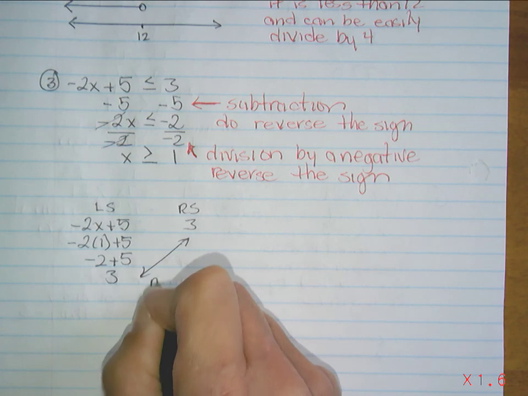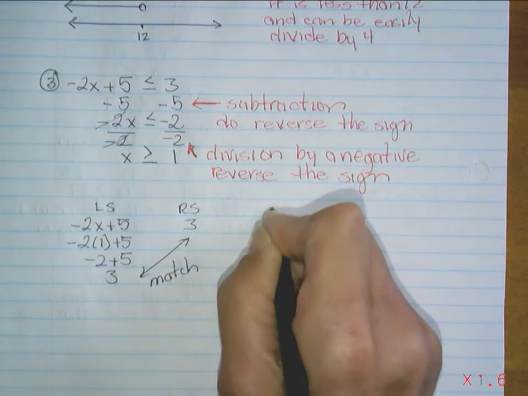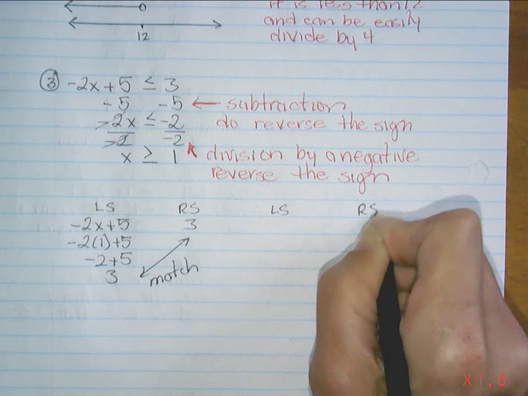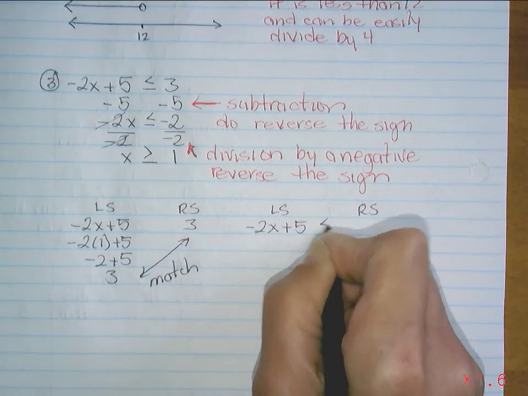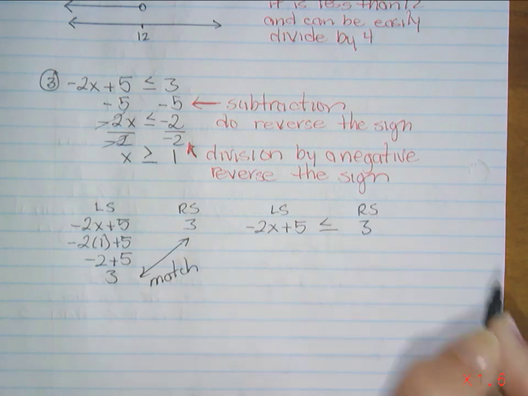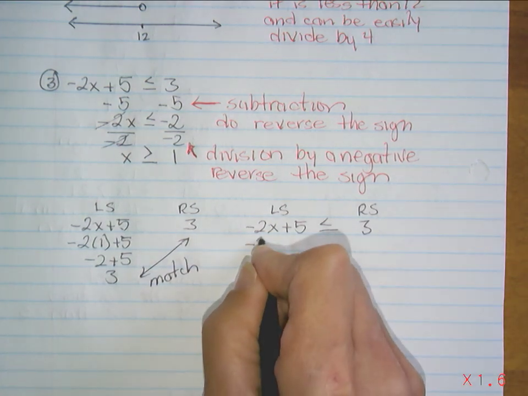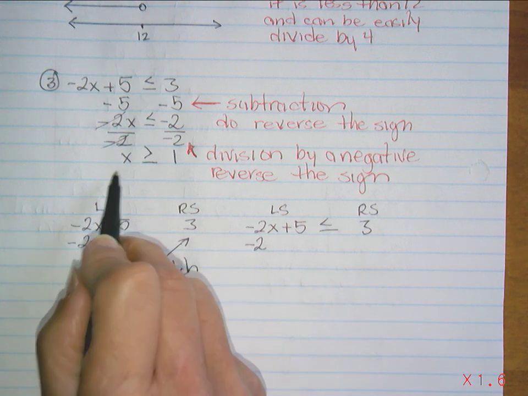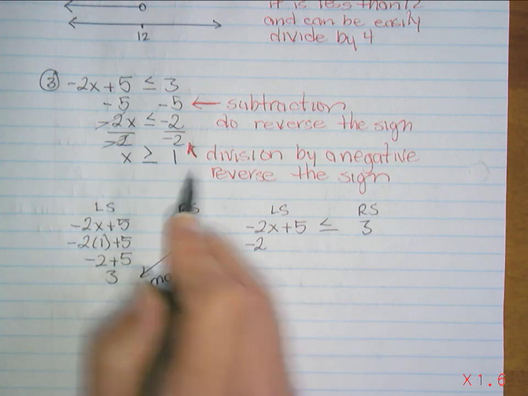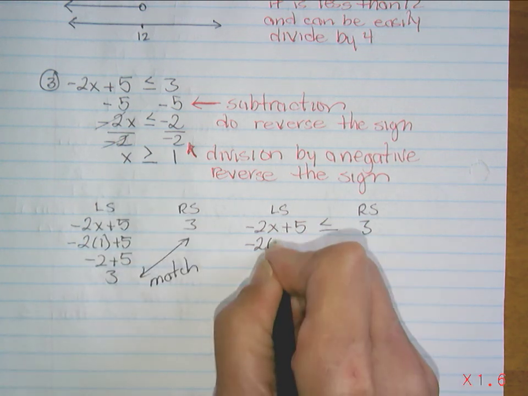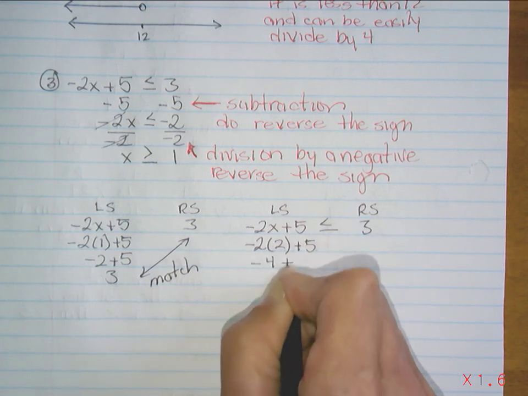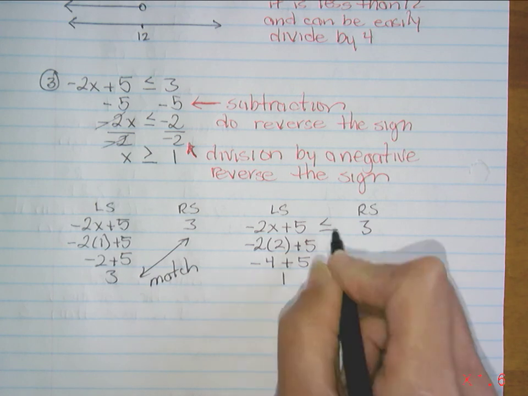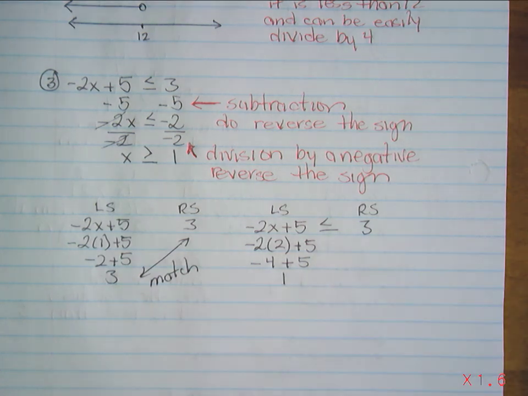So it's correct. And then I do left side, right side. Negative 2x plus 5 has to be less than or equal to 3. You're checking the original equation. X is more than 1, so I'm going to check 2. Negative 4 plus 5 is 1. 1 is less than 3. So that's correct. Then we graph it.